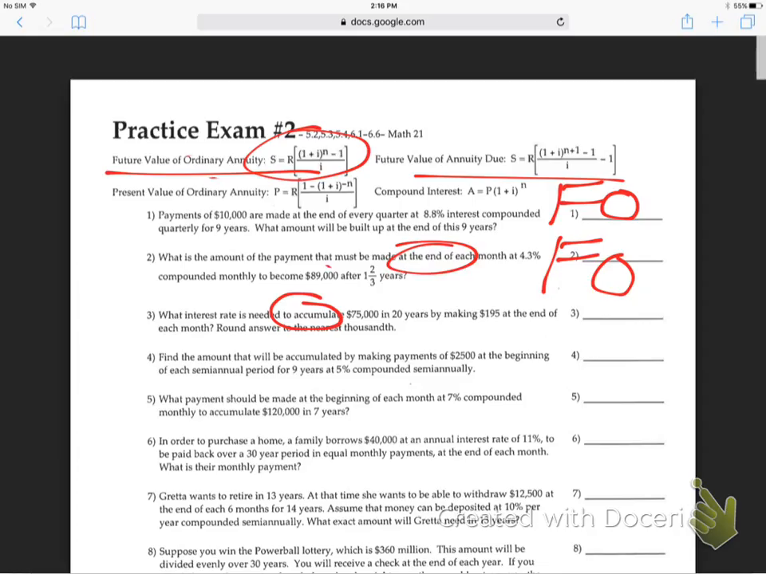Future value again. So it's one of the 2 future value formulas. Ordinary. At the end, it's another FO. It's 3 FOs in a row. Like I said, I'll mix it up more in the real test. Let's go to number 4.